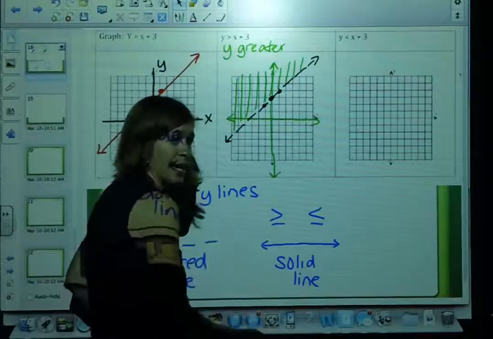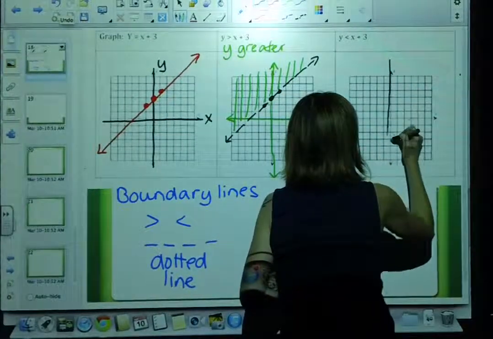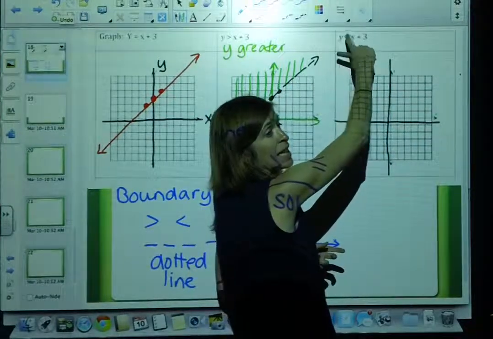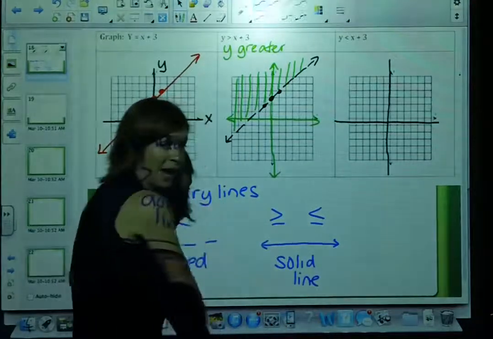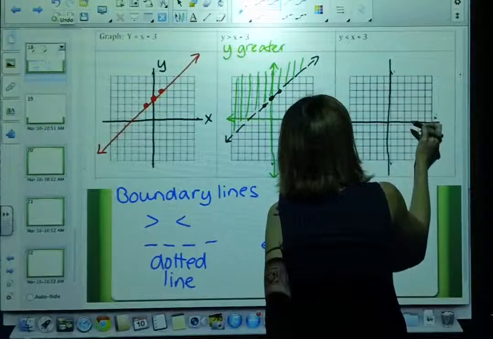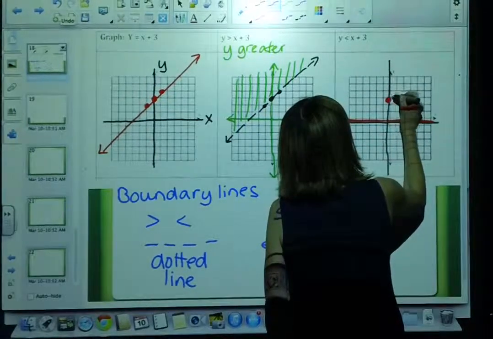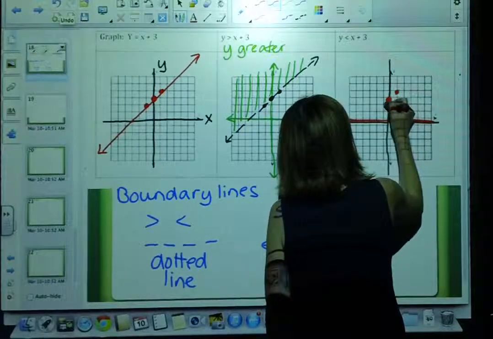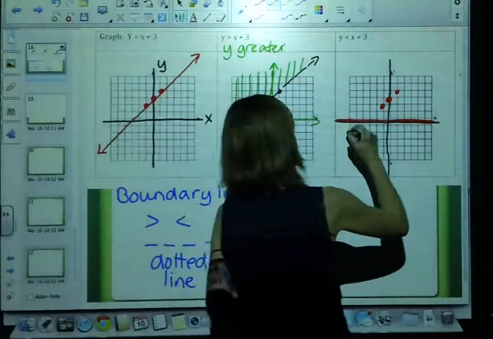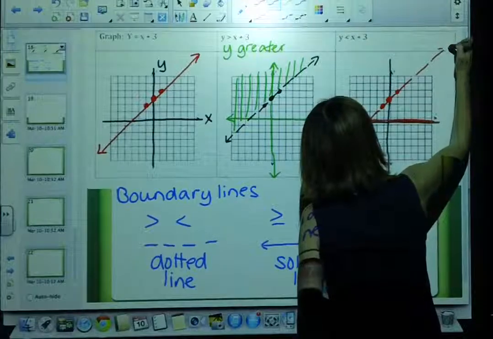I gave you the same line, but now I made the inequality y is less than. You always want to read it based on y. So I graphed the line again, 1, 2, 3. Oops, I did my line wrong. So 1, 2, 3. I went up 1 over 1, down 1 over 1. My line's going to be dotted, so I'm going to dot my line going through those points.